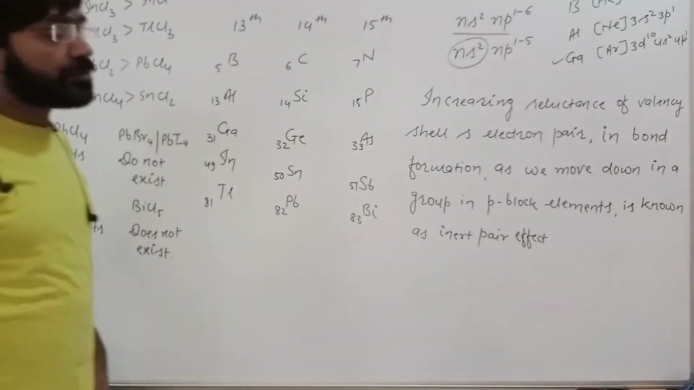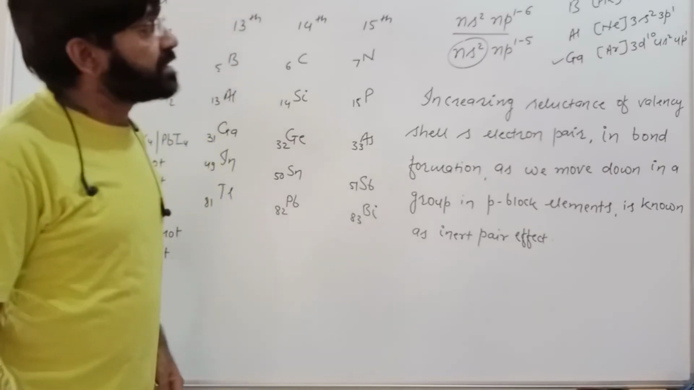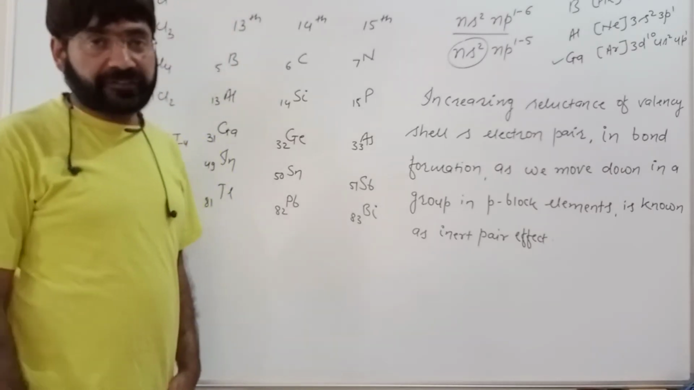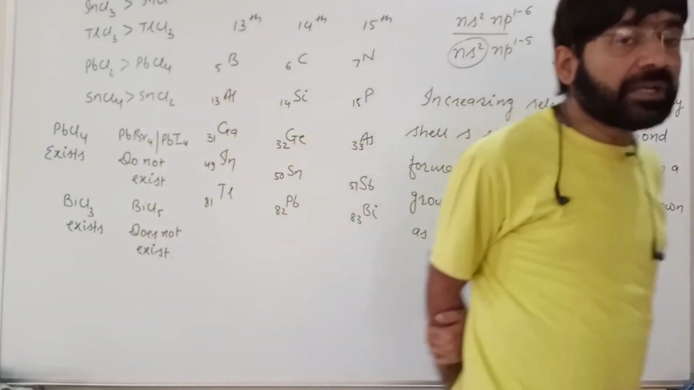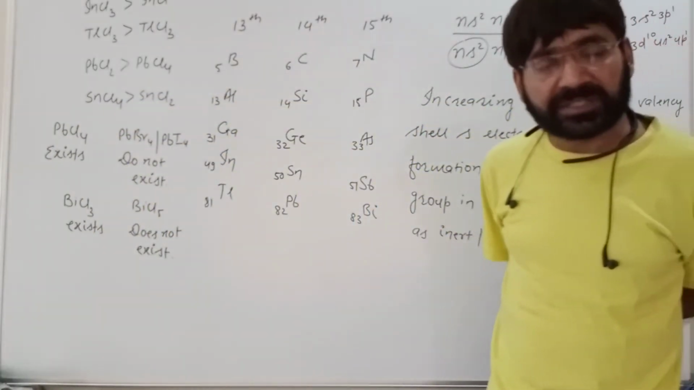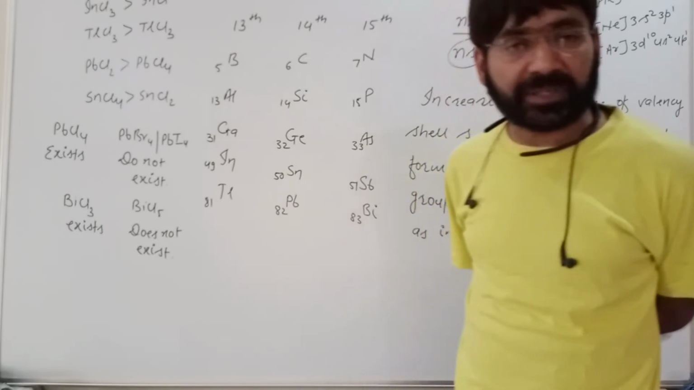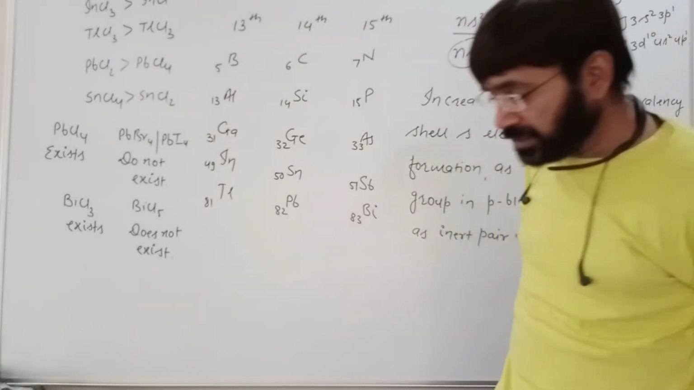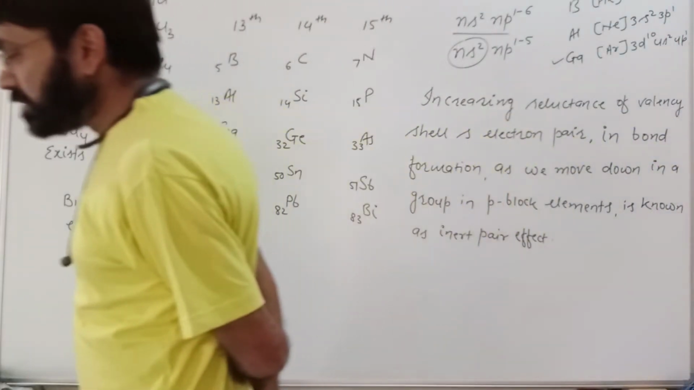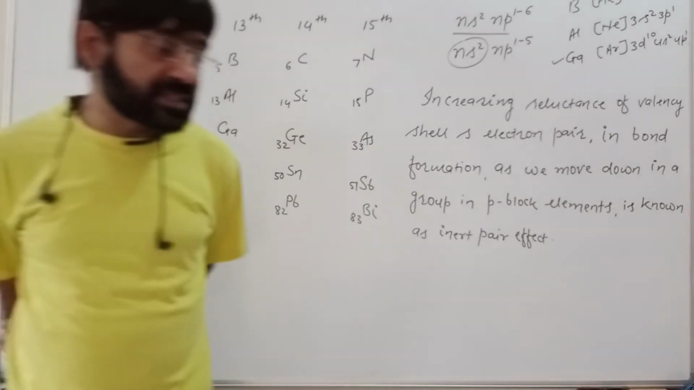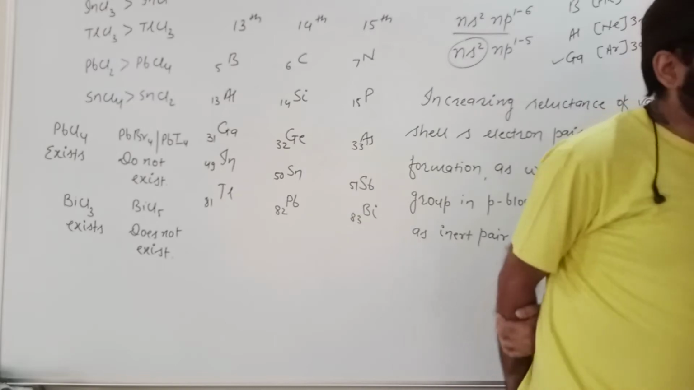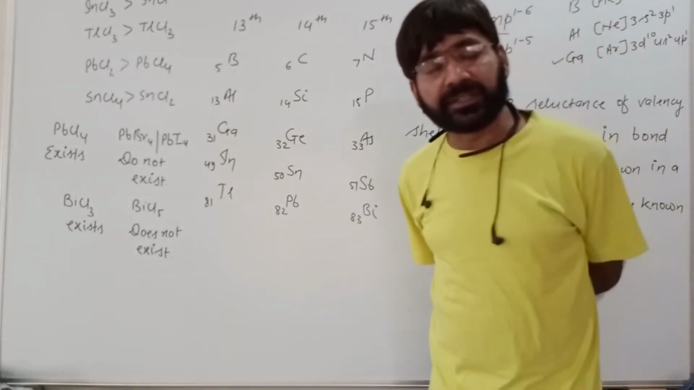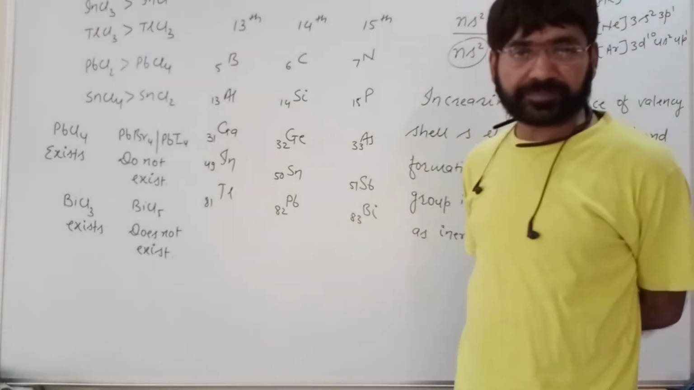So what is the effect, or the consequences, of the inert pair effect? We say the p block elements start showing variable valency or variable oxidation states due to the inert pair effect. Fine. The consequences of the inert pair effect are that the p block elements start showing variable valency or variable oxidation state due to this inert pair effect. Fine.